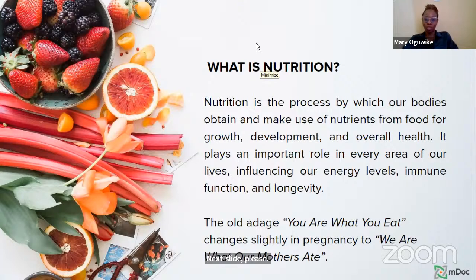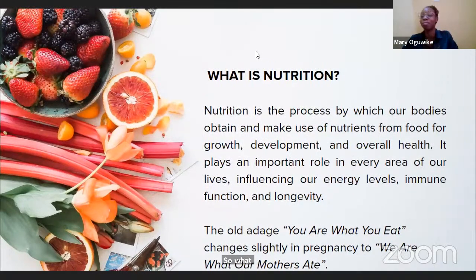So what is nutrition? I'm sure everybody here should have heard the term nutrition, and I'm sure that most of us know what nutrition is. Nutrition is the process by which our bodies obtain, that is when we eat food, that is how the body obtains nutrition, when we eat, and makes use of nutrients from food, whether liquid or solid, for growth, development, and overall health.